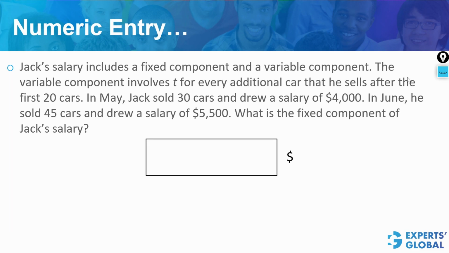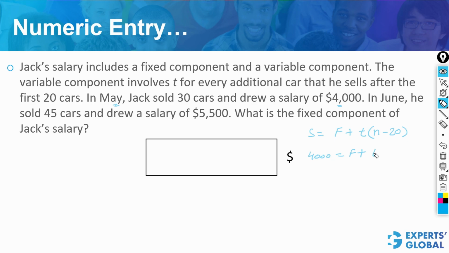Please pause the video and solve this one. So his salary has a fixed component plus $T for all cars in excess of the first 20 cars. In May, his salary was 4,000, so 4,000 is equal to some fixed component plus T times... He sold 30 cars, so 30 minus 20, 10 comes here.